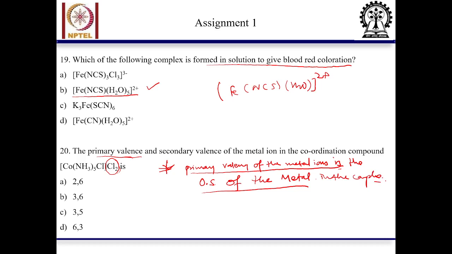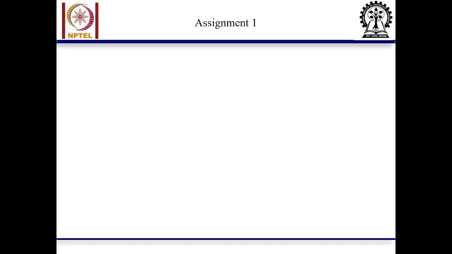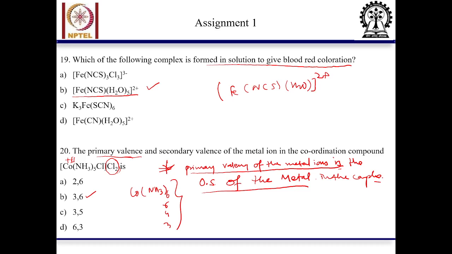So the correct option here is the +3 oxidation state, so 3 and 6. For all the cobalt derivatives, whether it is NH3 6, 5, 4, 3, whatever it is, the primary valency is the oxidation state of the metal in the complex. So the correct option is B. With this, that's the last question from assignment 1 I have.